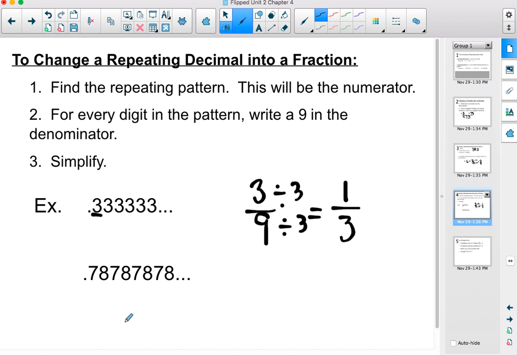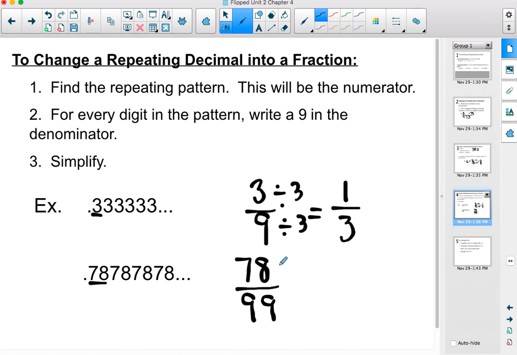0.787878 repeating. First thing we do is we find the repeating pattern. I notice that it's the 7 8 that's repeating this time. So 7 8 is my numerator. Then remember, for every digit in the repeating pattern, I'm going to write a 9. So there's 2 digits in the repeating pattern. I'm going to write 2 9s in my denominator.